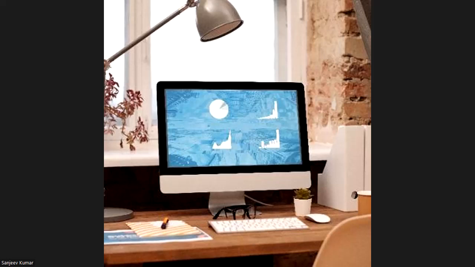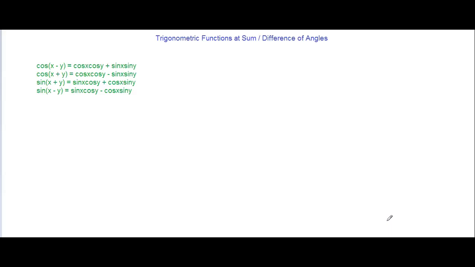Sharing the next page. Now we are coming to trigonometric functions of sum or difference of angles. These four formulae, of which actually first two we have proven, but I have written here because these four and four more we will be doing. There are total 8 sum and difference angle formulae.